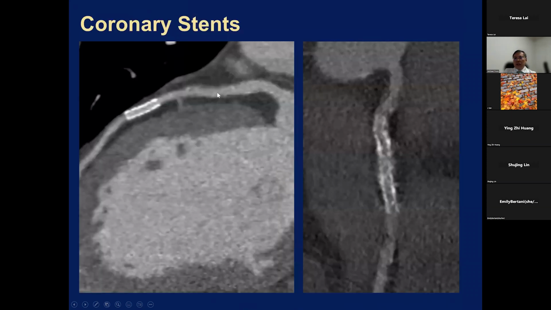And we also use CTA to look at stent patency. Patients after stent don't want to go for invasive catheterization to see if it's patent, and we can use CTA if the stent is large enough. We typically can see the lumen if the stent diameter is more than 3 millimeters.